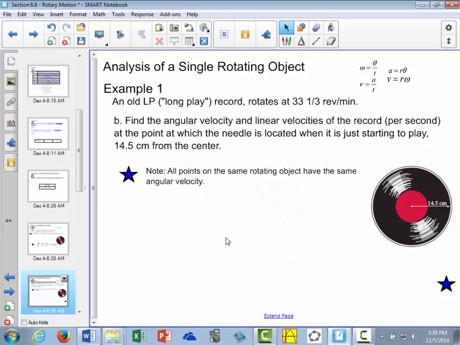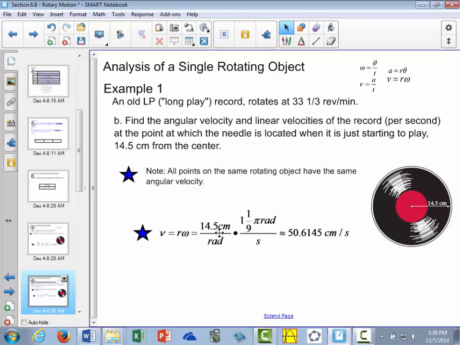So first, all points on the same rotating object have the same angular velocity. So we still have that 1 1/9 pi radians per second. But we're going to use that to find our linear velocity. Linear velocity is the radius times the angular velocity. So our radius was 14.5 centimeters. And we're going to multiply that times the 1 1/9 pi radians per second.